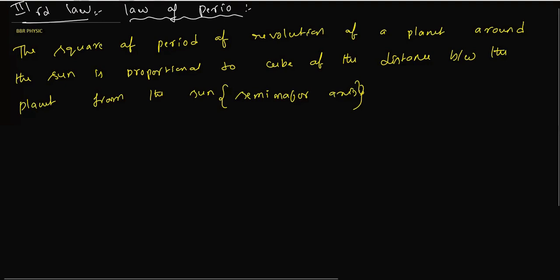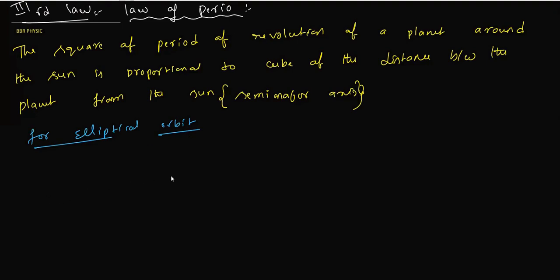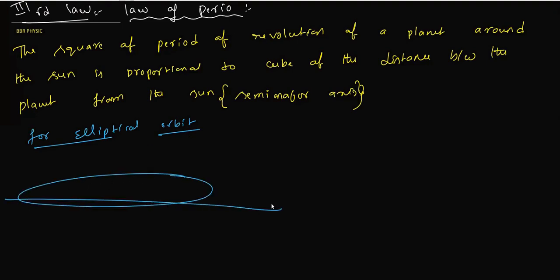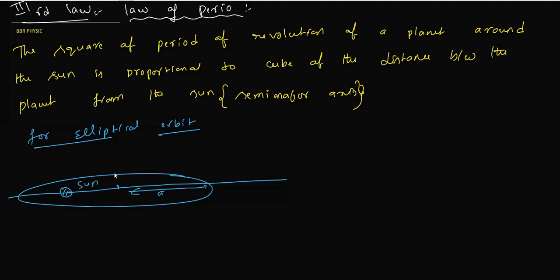So for example, we are taking one planet here. We are discussing an elliptical orbit. So for an elliptical orbit, we are taking one ellipse like this, and we have a semi-major axis like this. This is nothing but the distance from the center, which we take as A. Here the sun is at a focus, and one planet is somewhere here, let us assume. So this is the distance from the sun to the planet.